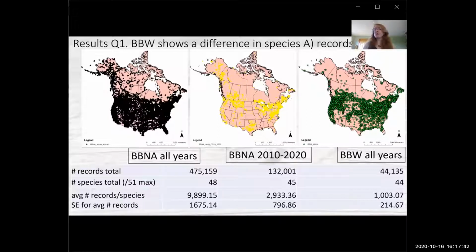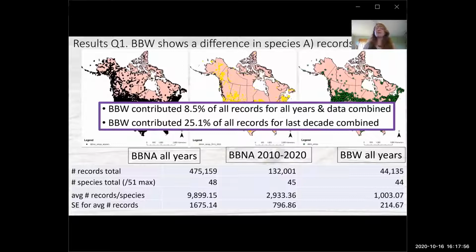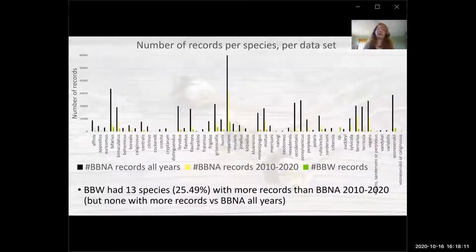We're still getting good numbers of species and number of records. So 44 species from Bumblebee Watch is compared to 45 from Bumblebees in North America over a similar time period, and 48 over the all-year comparison. This works out to be about 8.5% of all records, all years, contributed by Bumblebee Watch alone, and 25% of the last decade. So just looking at all records of bumblebees for the last decade, about a full quarter of them came from Bumblebee Watch, which is quite a lot.